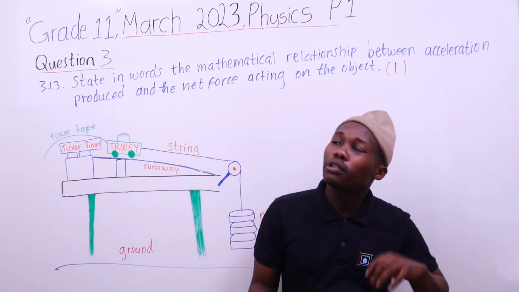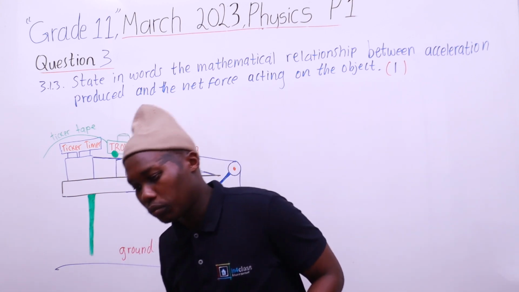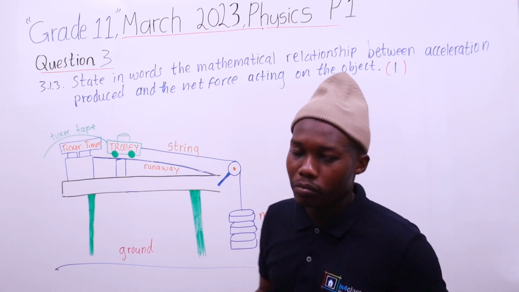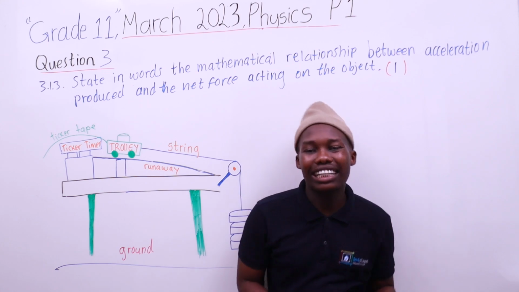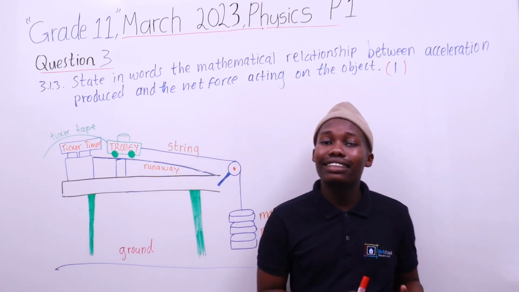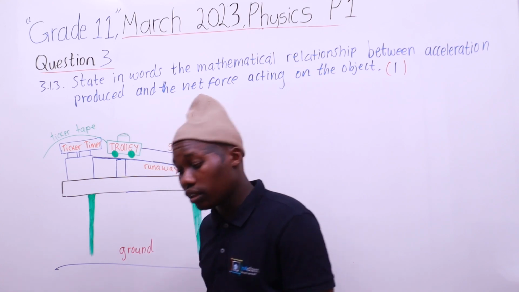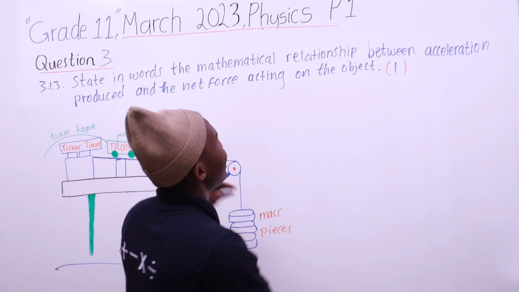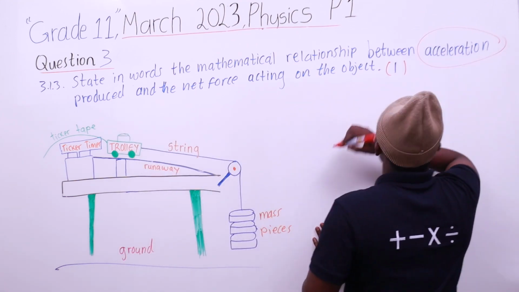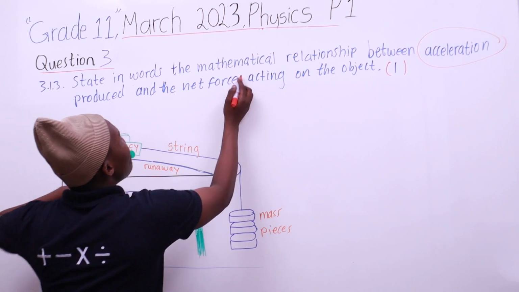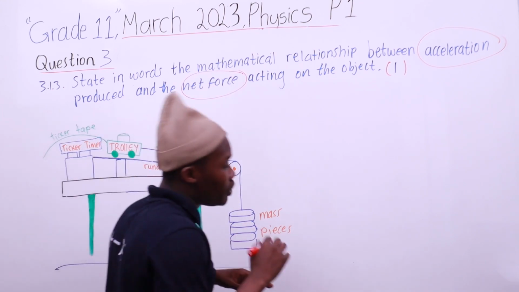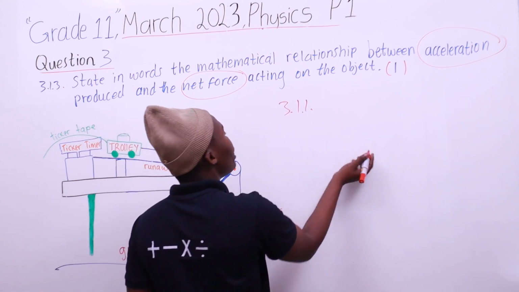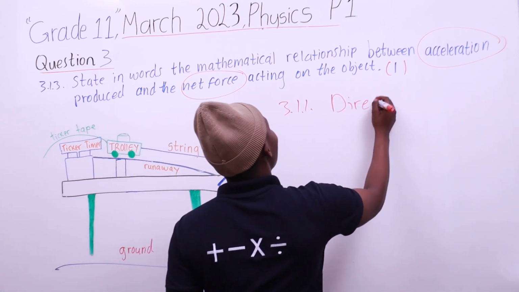So the relationship between the acceleration and net force, according to Newton's second law, is that when a net force acts on an object, the object will accelerate in the direction of the force at an acceleration that is directly proportional to the force and inversely proportional to the mass. So between acceleration, the rate of change of velocity, and the net force, which is a vector sum of two or more forces acting together, what is their relationship?